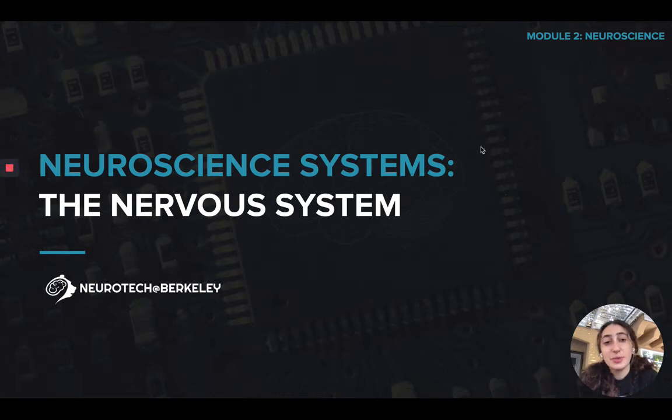Hello, welcome to Module 2, Section 1, Lesson 1, the nervous system. So Module 2 is looking at all of the neuroscience systems, and this specific section we will be focusing on the nervous system, the brain, its components, and its functionality.